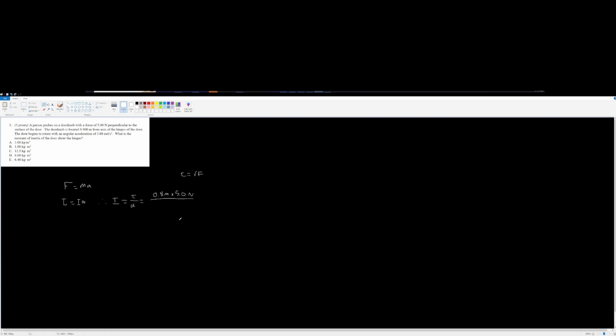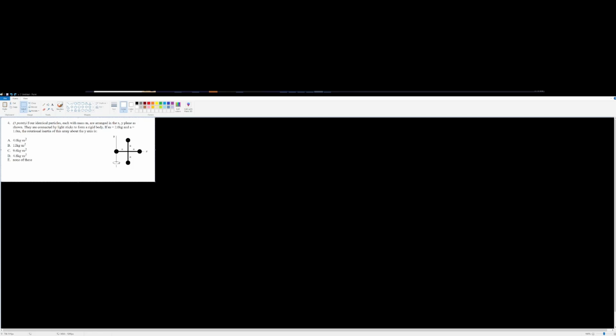And we'll have all that over the acceleration, which is going to be 2 rad per second squared. And if we calculate this all out, we get 0.8 times 5, which is 4, divided by 2 is 2.0 kilogram meter squared. And that is option A on our problem here.